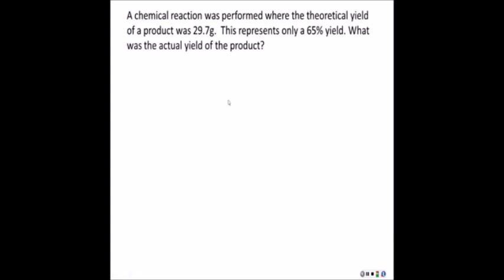A chemical reaction was performed and the theoretical yield of a product was 29.7 grams. So you're already being given the theoretical yield. This represents only a 65% yield. That's my percent yield. What was the actual yield? Remember, that's your formula. Now see if you can figure this one out on your own. And if you're not sure, if you want to see the solution, just click.